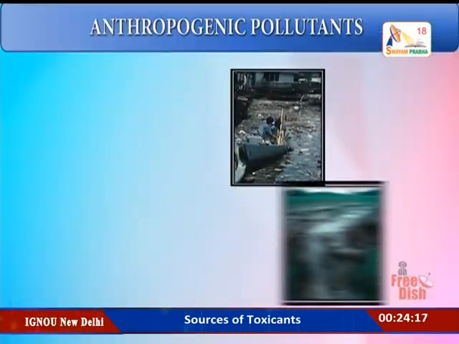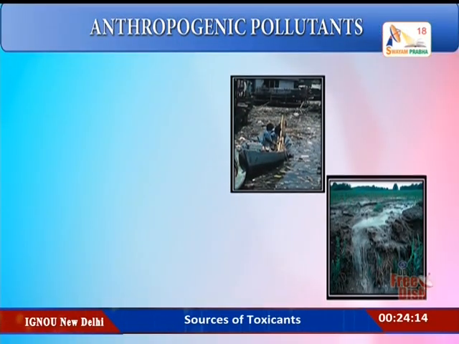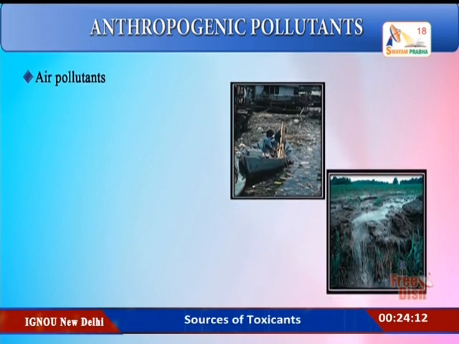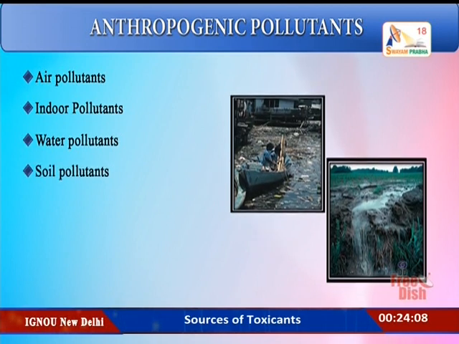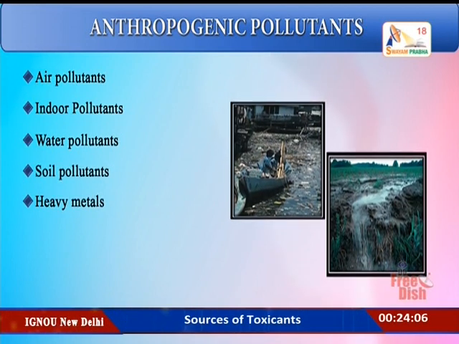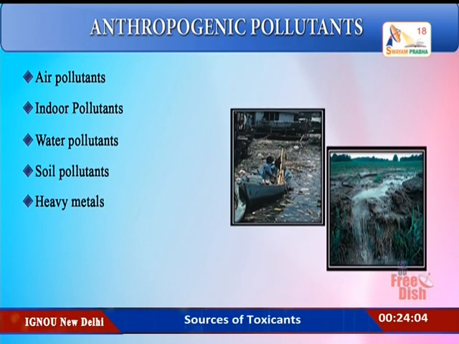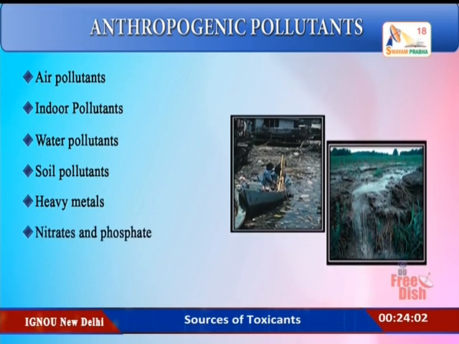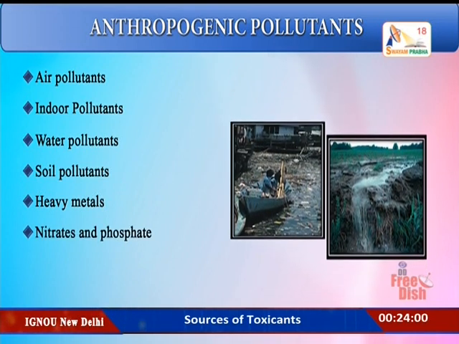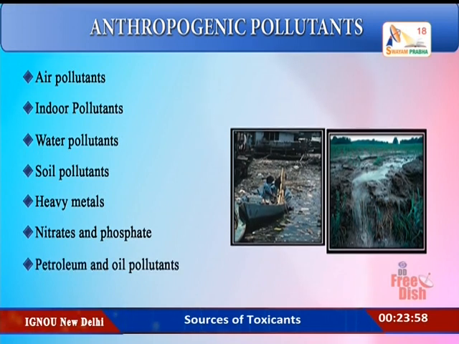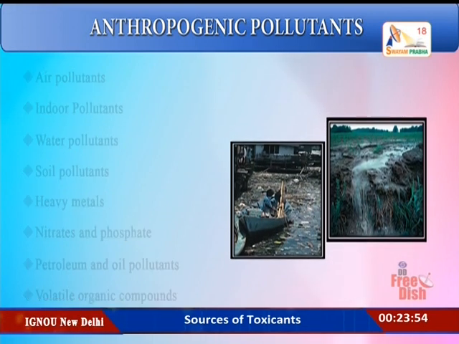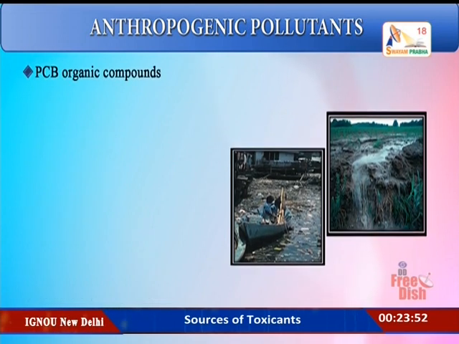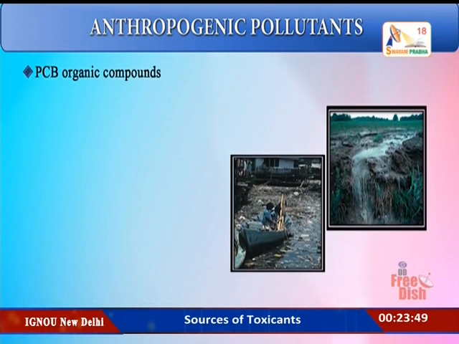Now when we talk about pollutants, they could be of several types. They could be air pollutants, indoor pollutants, water pollutants, soil pollutants. We have the heavy metals which contaminate our soil and the water environment. Then the nitrates and the phosphates which come from agricultural sources, petroleum and oil pollutants, volatile organic carbons, then the polychlorinated biphenyls, which are also organic compounds.